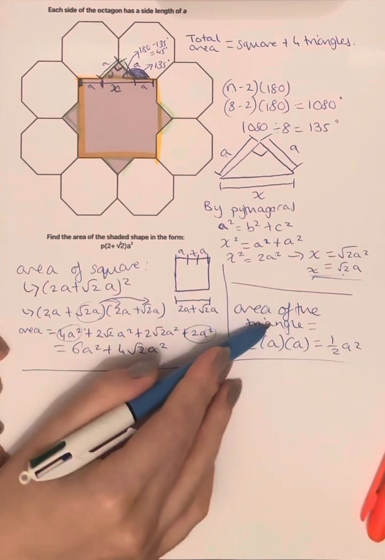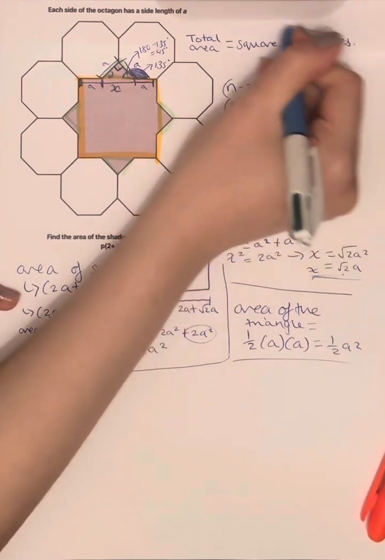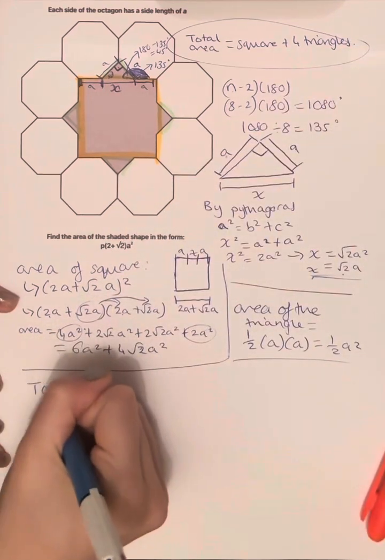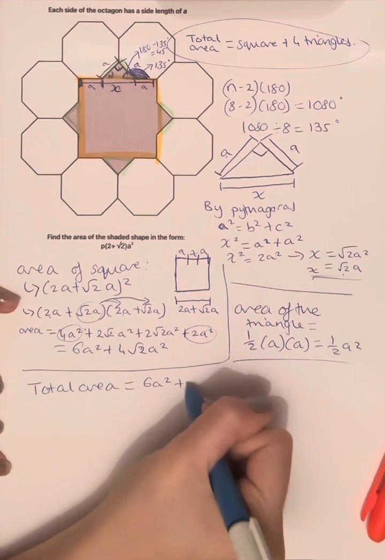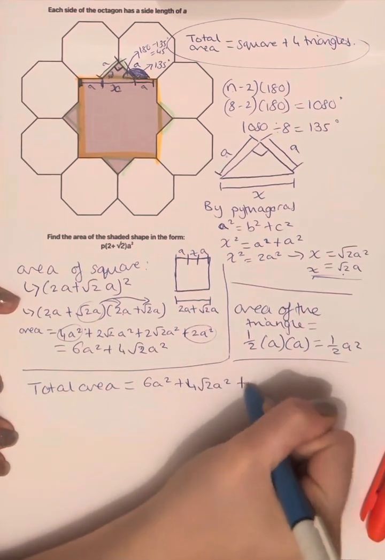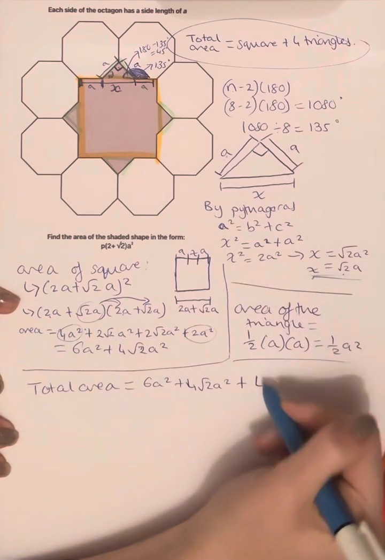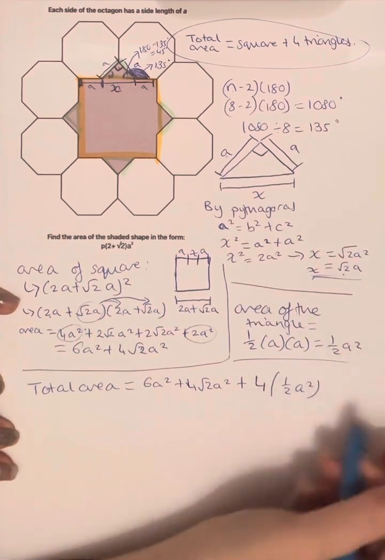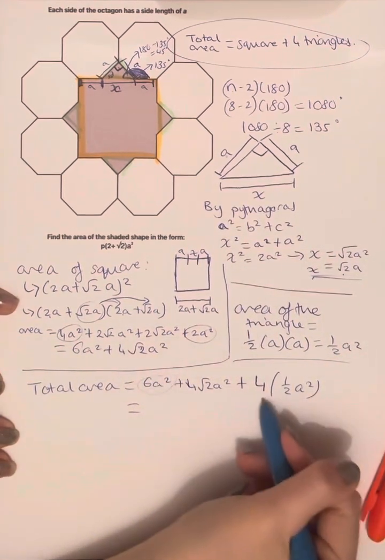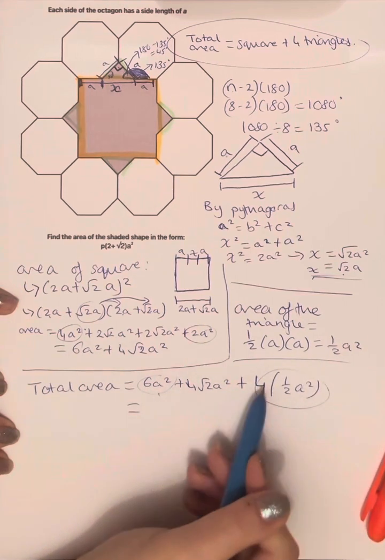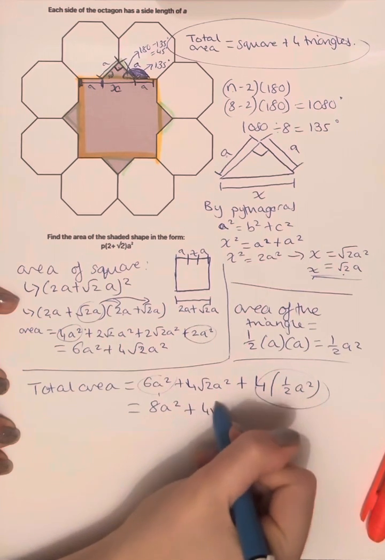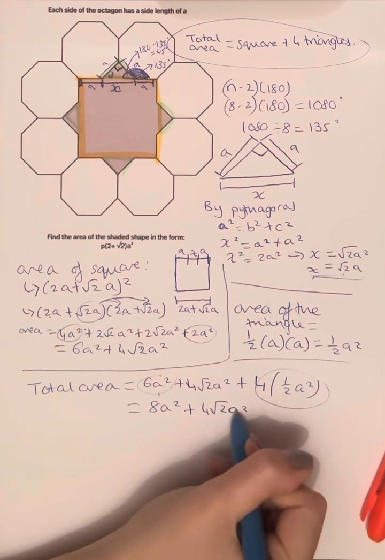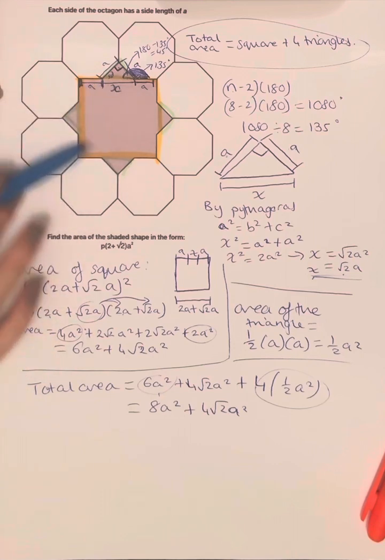Now that we know the area of the triangle and the area of the square, we can go back to this up here and find out the total area. This is going to be 6a squared plus 4 root 2 a squared plus 4, remember, 4 of these, half a squared. So collect like terms. 6a squared plus 4 multiplied by half a squared gives you 8a squared, plus your 4 root 2 a squared. So now we've found the area of the star sort of shape.